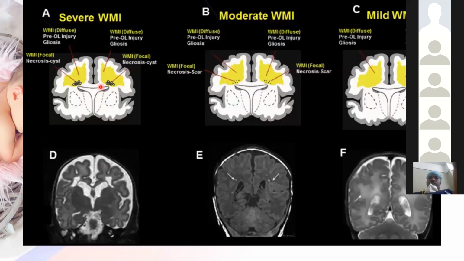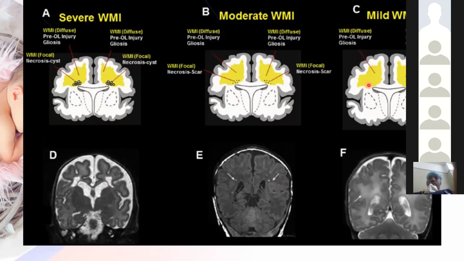What are you looking for in MRI? This is something I already showed you. This is necrotic cystic PVL. This is punctate white matter lesion. See, this is the cyst here. This is the cyst which is shown on the MRI on a T2 weighted image. These are punctate white matter lesions which are appearing as white lesions here.